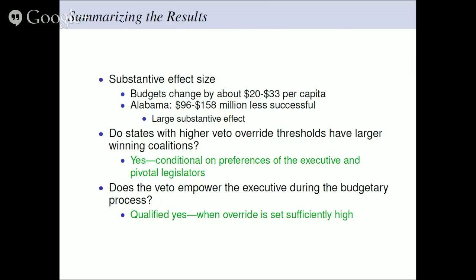Does the veto override requirement empower the executive? The answer is yes, when the override is set sufficiently high. So it's a qualified yes. I don't have evidence for 3/5, but there's very strong evidence for 2/3. However, as I suggested, this is an empirical problem, I think, rather than a theoretical one.